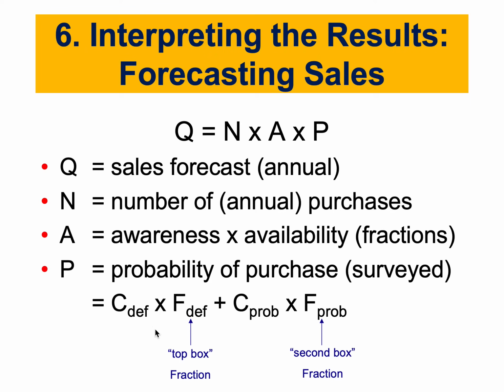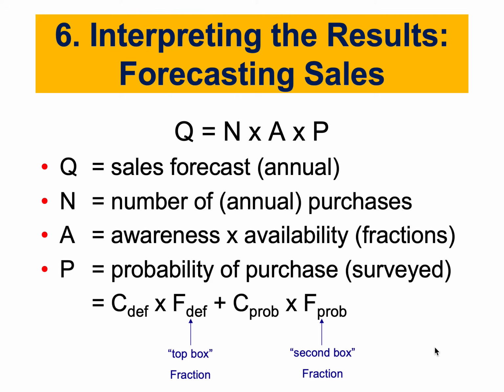And this here, the C def and C prob, the reason why we calculate the probability of purchase this way is to eliminate any bias. There is a bias of respondents to overestimate the probability, and we need to neutralize that bias.